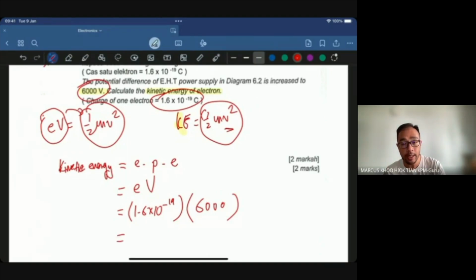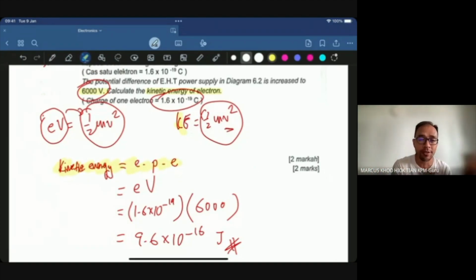Okay, this will give us 9.6 times 10 negative 16 joules. Having this understanding that the electrical potential energy fully converts. I know it's not ideal in the real world, but in physics Form 5, everything is ideal, okay? So electrical potential energy converts to become kinetic energy. And so if you calculate the electrical potential energy, essentially you've already calculated the total kinetic energy.